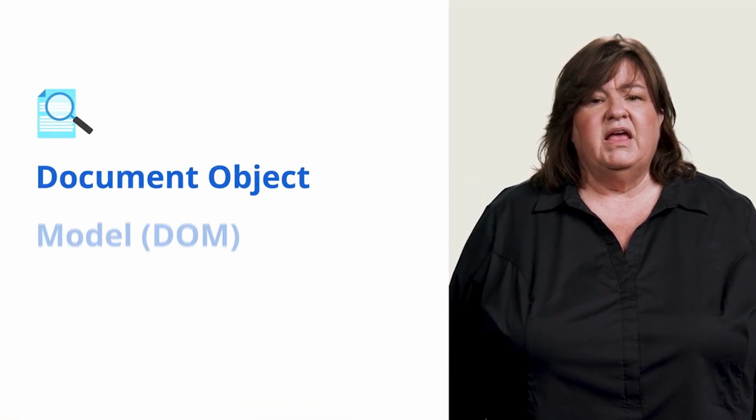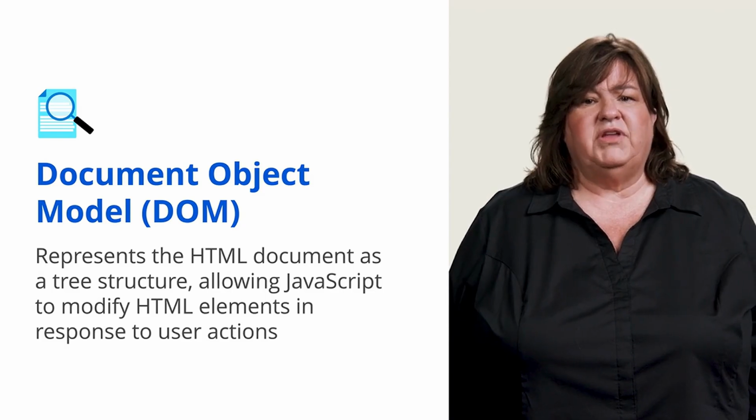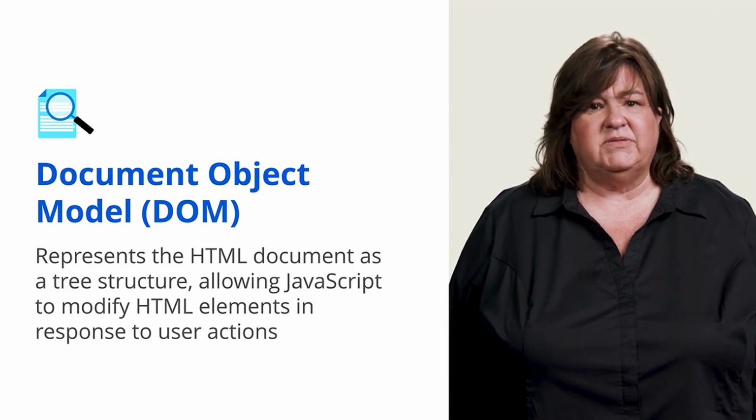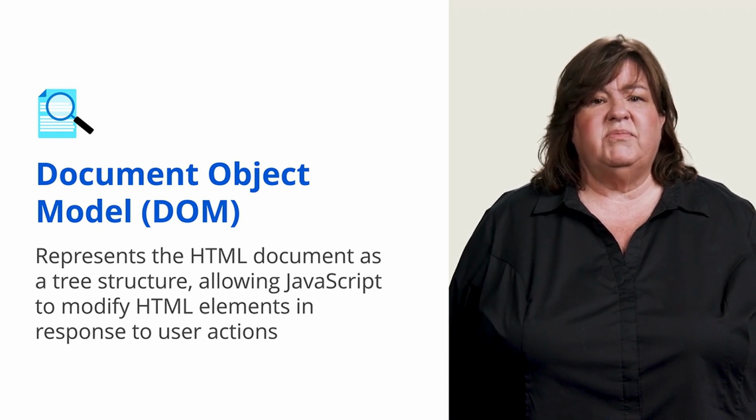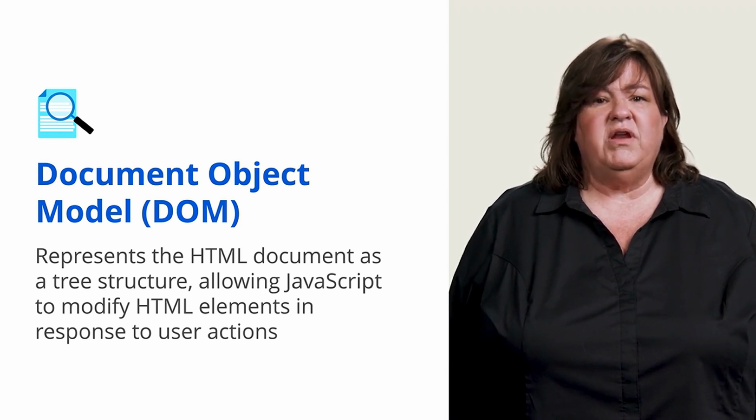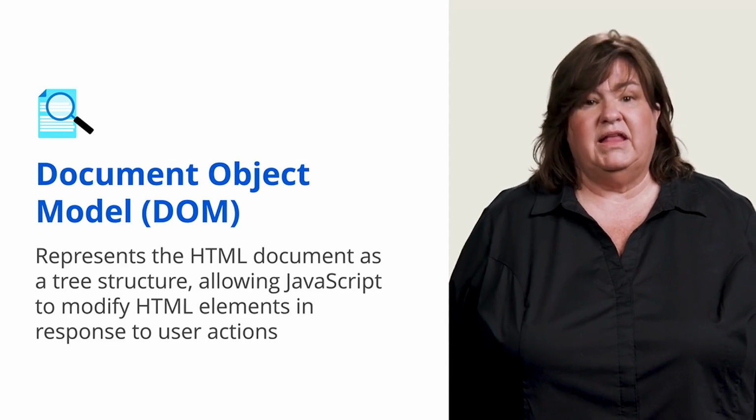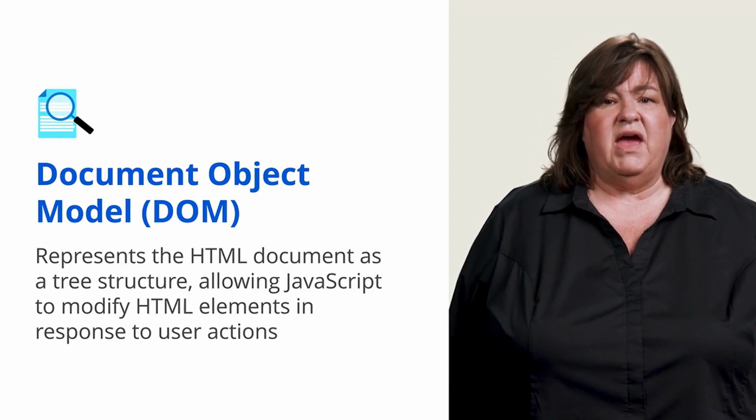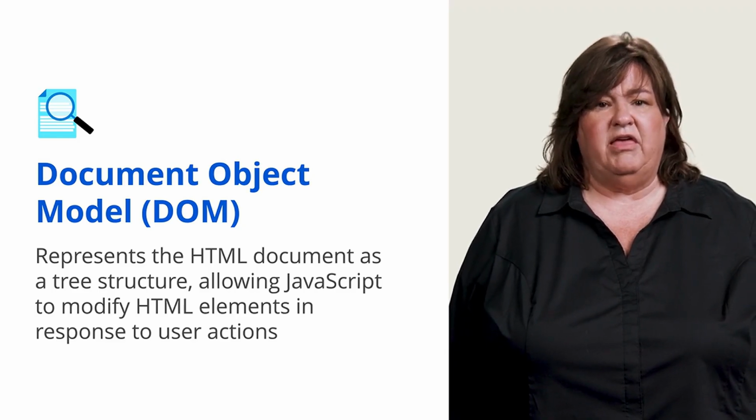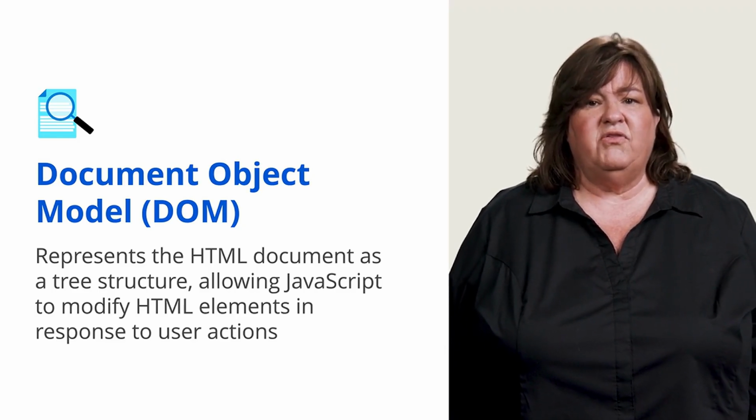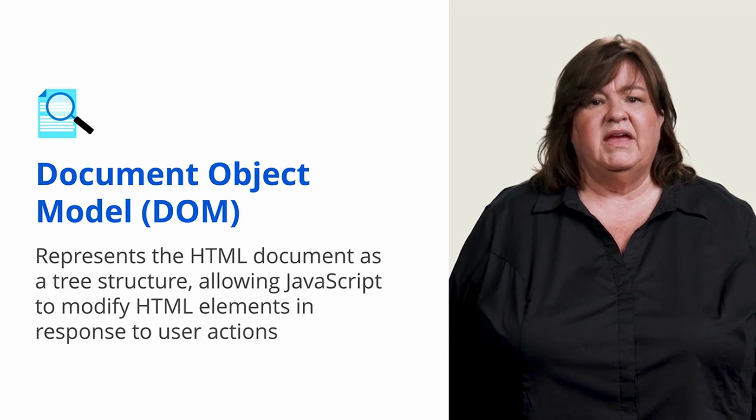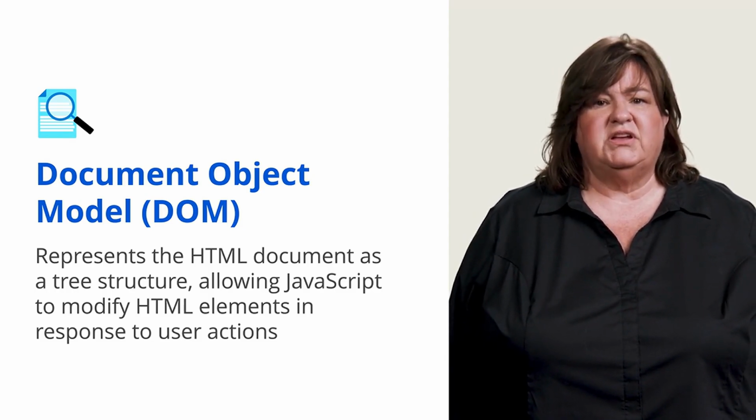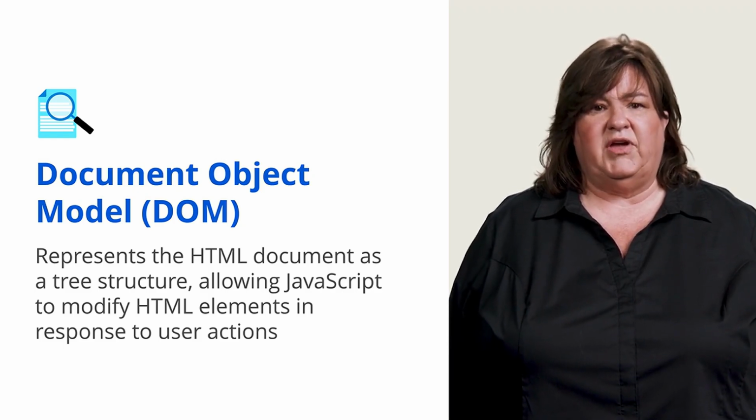Think of the DOM, or Document Object Model, as a blueprint for your web page. It lets JavaScript change things on the page whenever a user does something, like clicking a button. This structure allows JavaScript to interact with and modify HTML elements whenever a user interacts with the page. Now, let's see how JavaScript can use the DOM to change the content of these elements in real time.